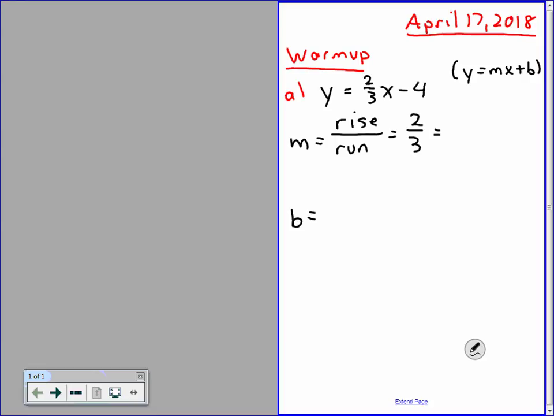All right, Ben, what does a rise of 2 mean on your graph? Up 2. Up 2, good. What does a run of 3 mean on your graph? Right 3. Very good.